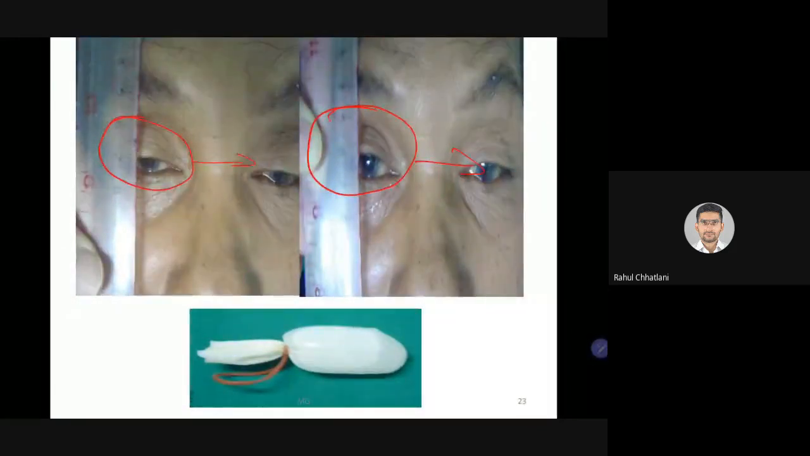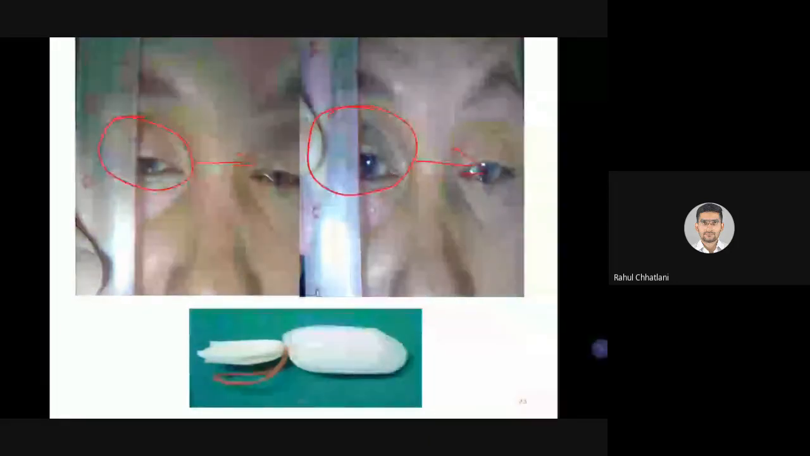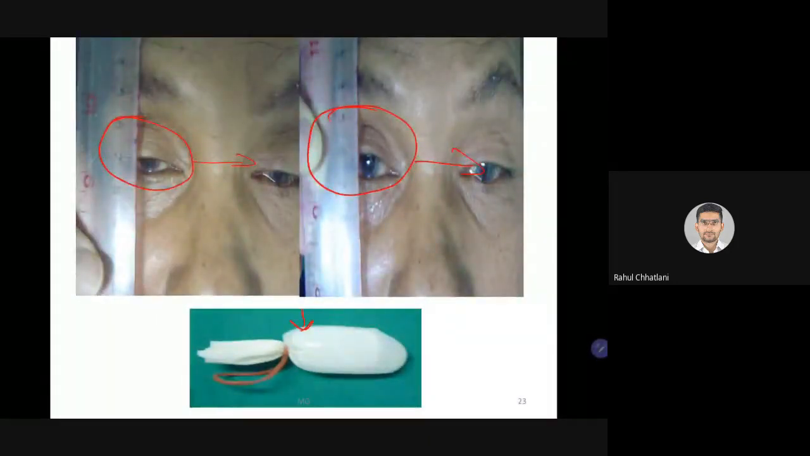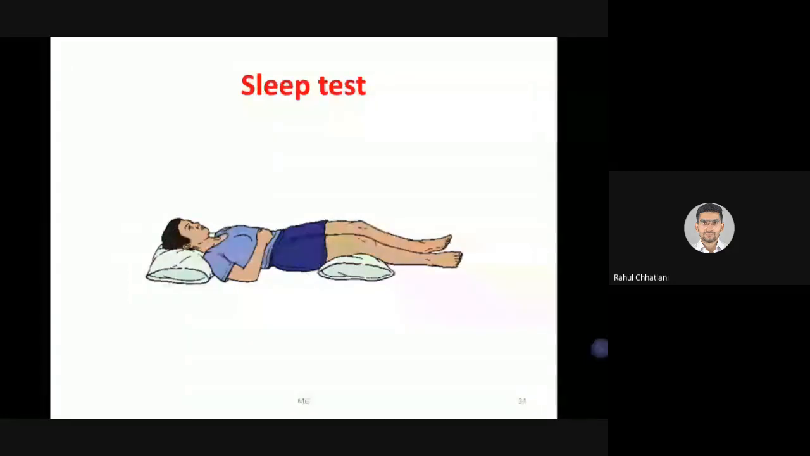Ptosis is what we call a decrease in the opening of the eyelid. By applying the ice directly over the eyes, the extraocular muscles, you can see there is improvement. Also, this is the sleep test. From the sleep test, you can make out that the patient, lying supine and asked to look at their feet, will have neck flexion, and if they can hold it continuously for 60 seconds, then it will be normal. If not, it is abnormal or the muscles are involved.